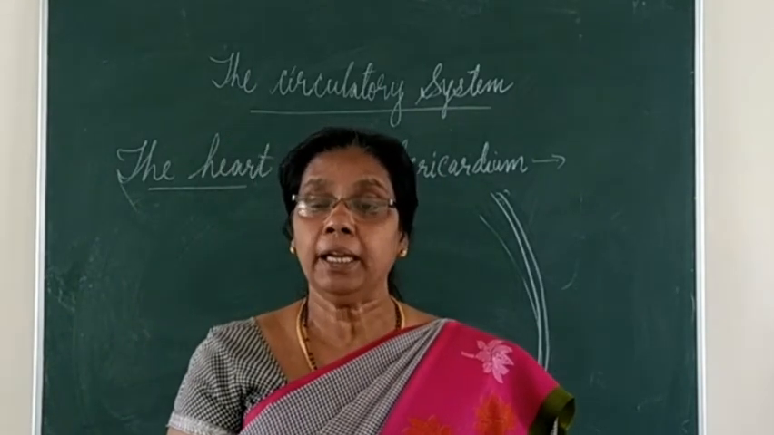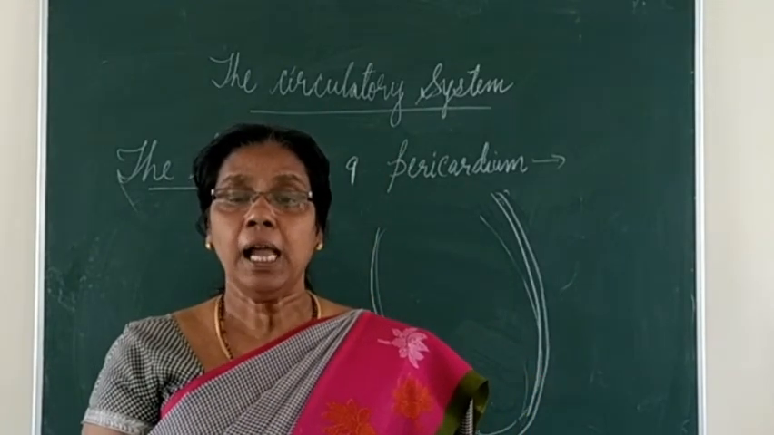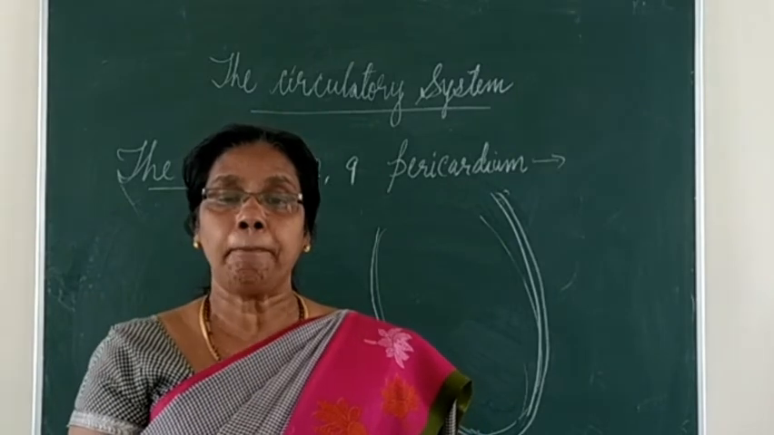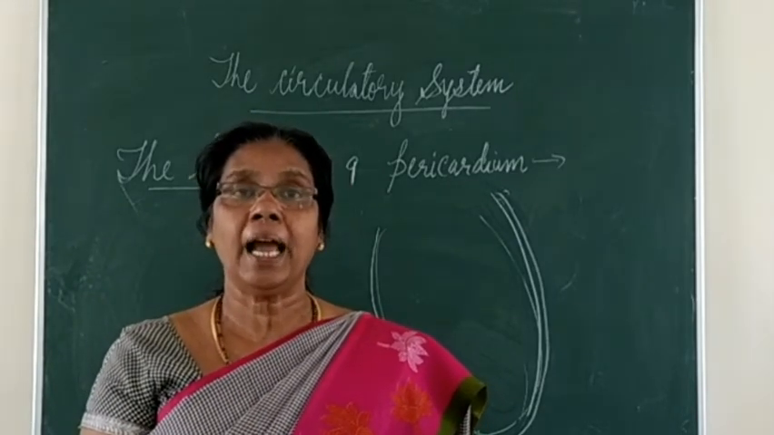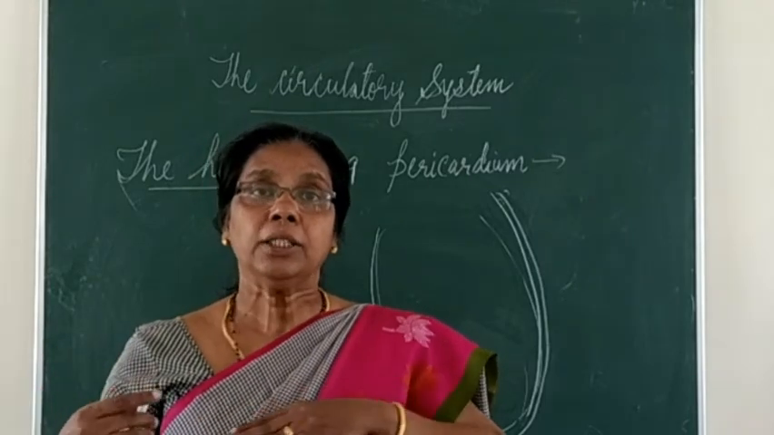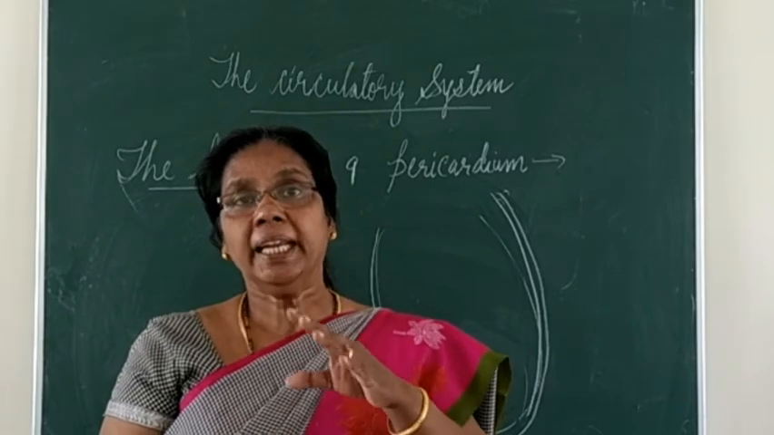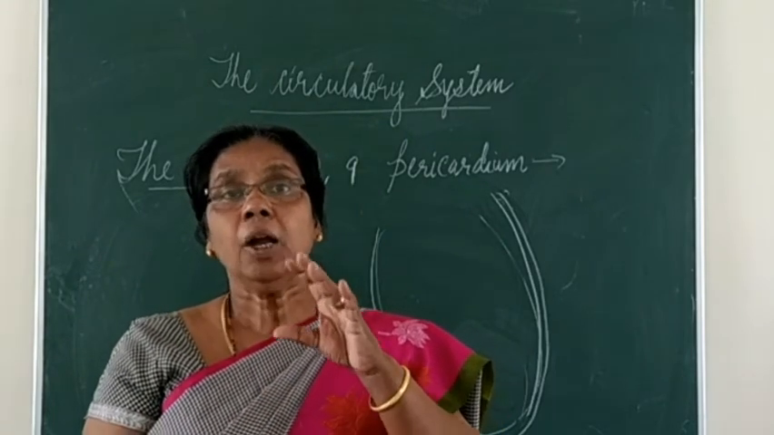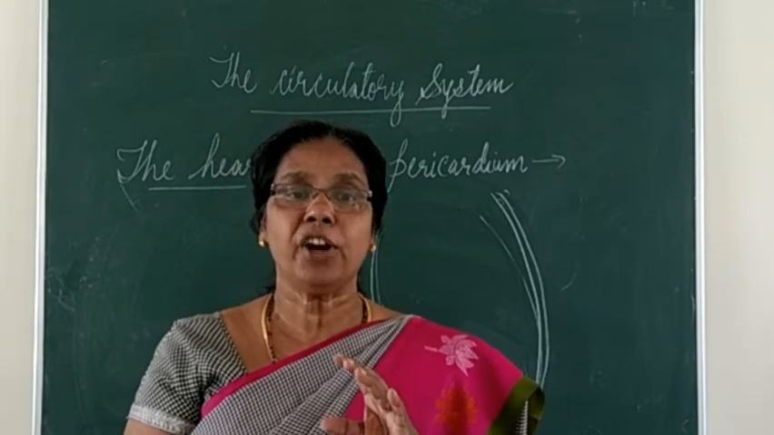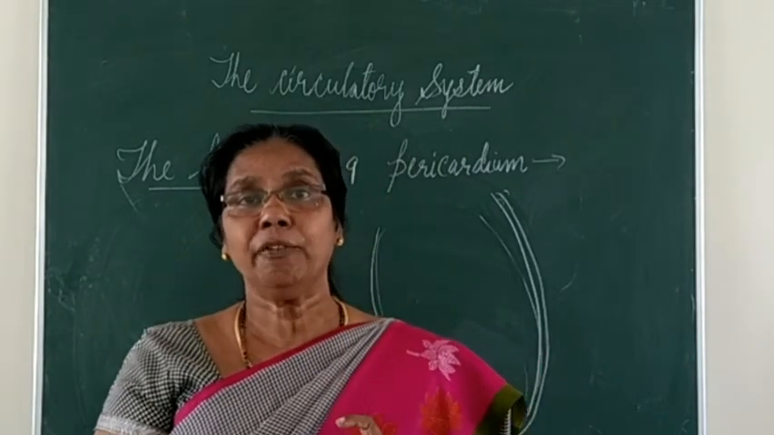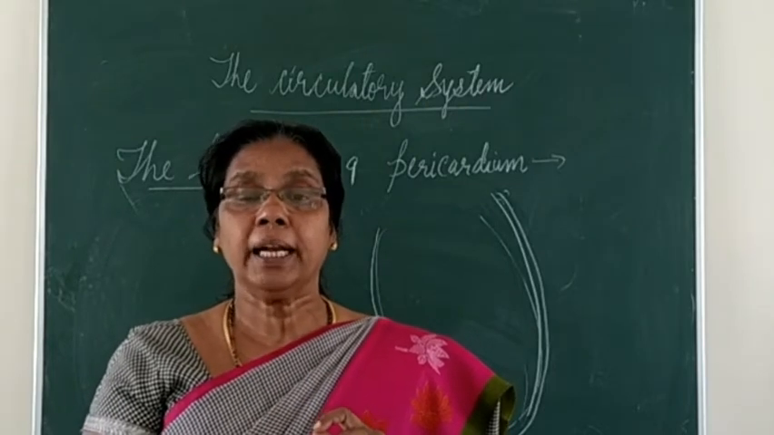It has to bring deoxygenated blood from the anterior or upper regions of the body, including head and arms. So from the upper part of the body, it has to bring deoxygenated blood. That is the function of the anterior vena cava, otherwise called the superior vena cava.